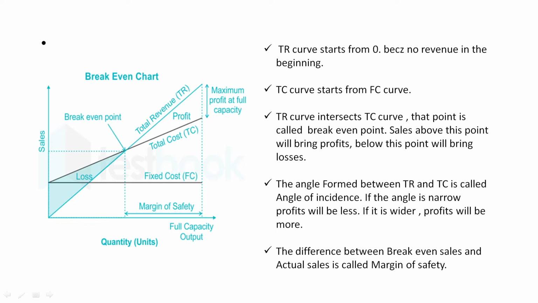Now coming to the analysis of this graphical diagram. This is the origin. Quantity is represented on the x-axis and sales on the y-axis. Now the TC curve starts from 0 because there is no revenue in the beginning. That is, the curve is starting from the origin, point O. Initially there is no profit or revenue because there is zero production happening here. This is the TC curve, which starts from here.